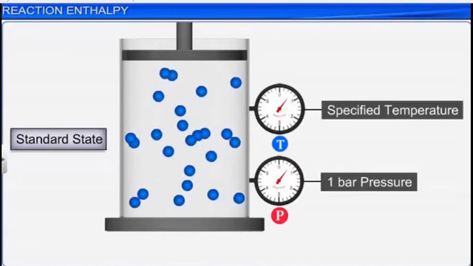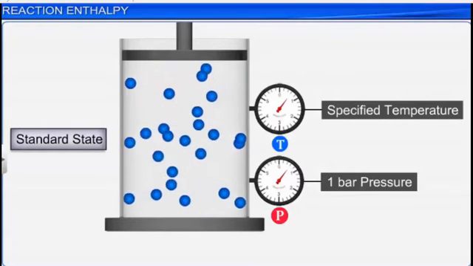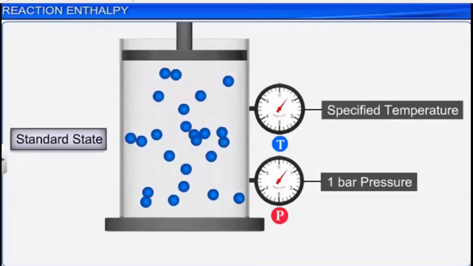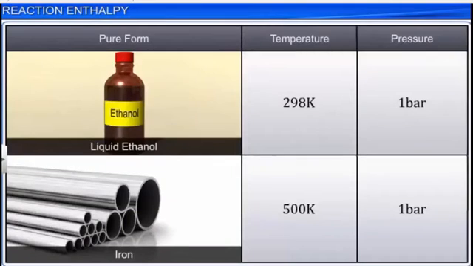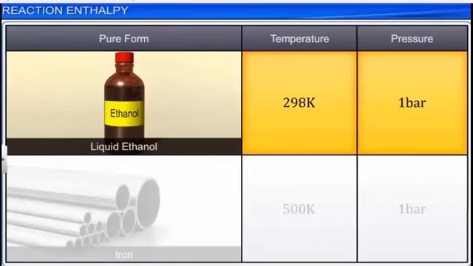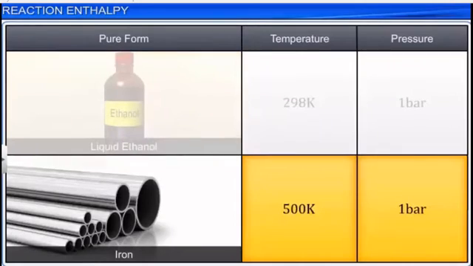Temperature, it is called standard enthalpy. For example, the standard state of liquid ethanol is pure liquid ethanol at 298 Kelvin and 1 bar pressure, and the standard state of solid iron is pure iron at 500 Kelvin and 1 bar pressure.